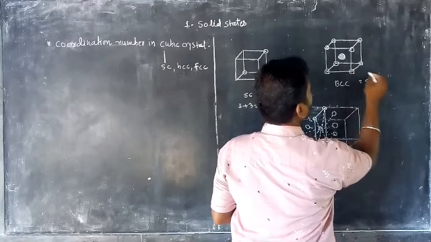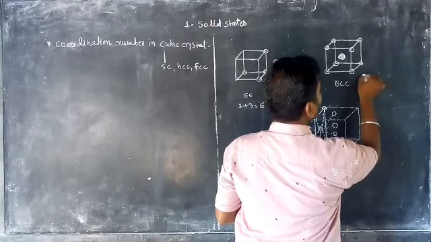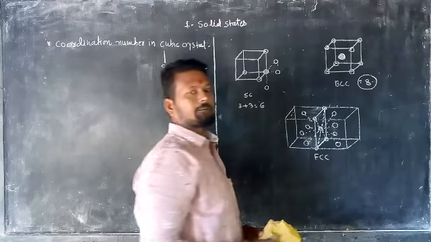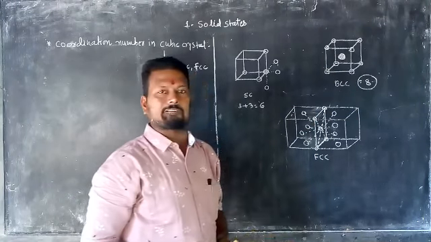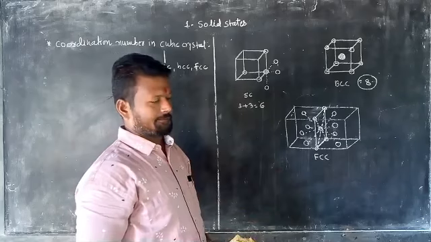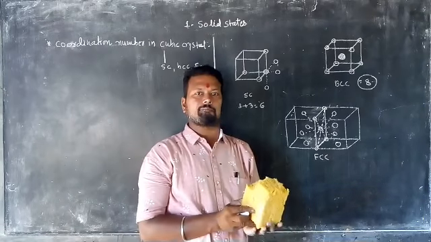Okay, so how many lattice points are there around the body center? The nearest neighbors are 8, so the coordination number is 8. Now, how does the FCC form?